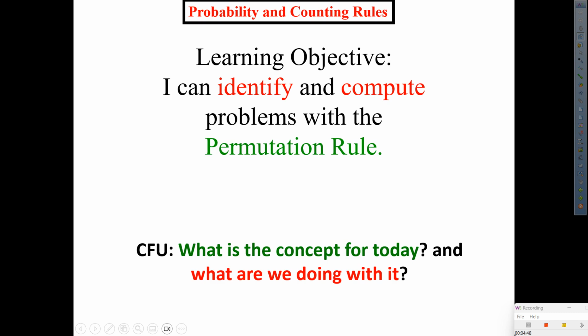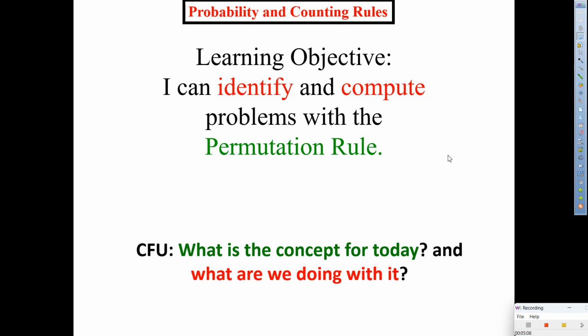All right, get a Cornell note ready, please. Our objective for today: I can identify and compute problems with the permutation rule. Get a Cornell note going. All right, thank you for sharing. So, permutation: I can identify and compute problems with the permutation rule.